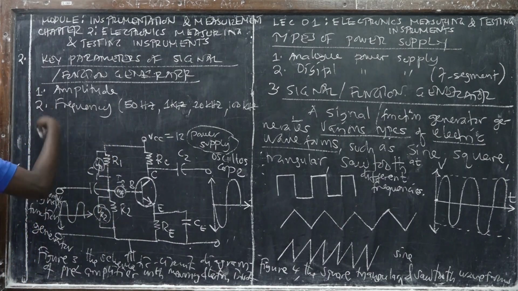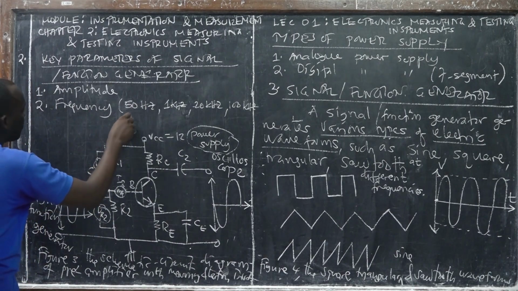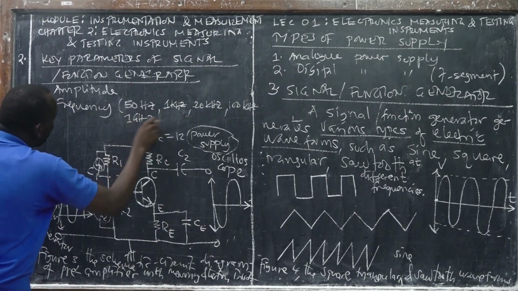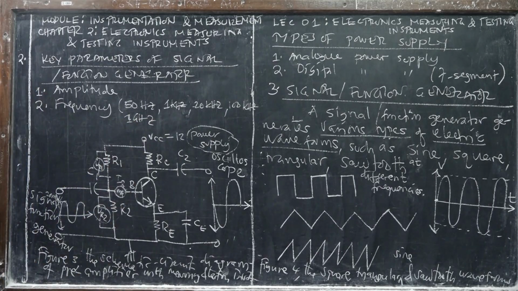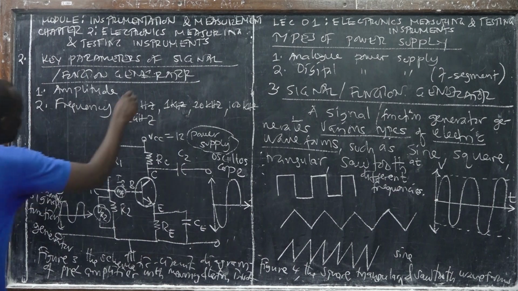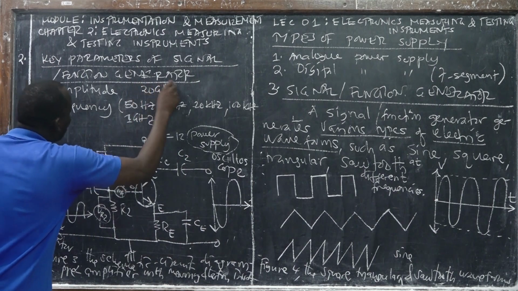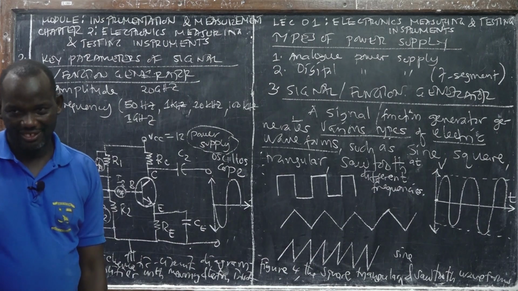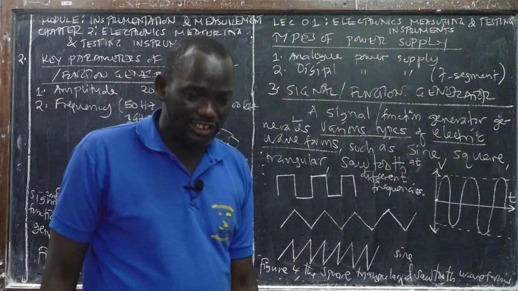Some of the function generators can provide up to 1 gigahertz. Remember that when you talk about frequency, we differentiate the number of cycles per second. So if you say 20 gigahertz, how many cycles are completed in 1 second? 20 gigahertz is equal to how many hertz?